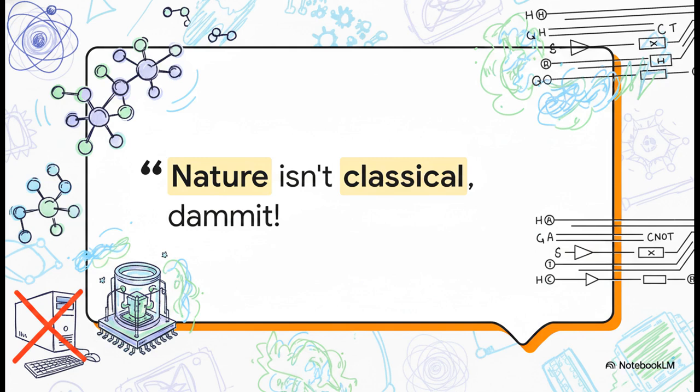Back in 1981, he hit the nail on the head when he said, "Nature isn't classical, damn it." And he was absolutely right. If we truly want to simulate nature, like complex molecules or intricate chemical reactions, we can't just use standard computers. Simulating nature requires a machine that computes using the very laws of quantum physics itself.